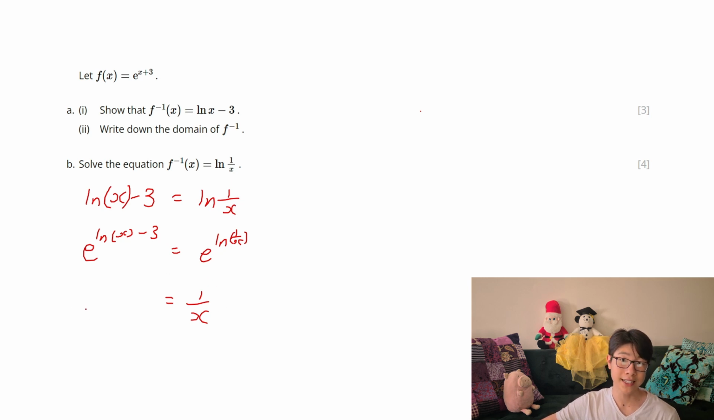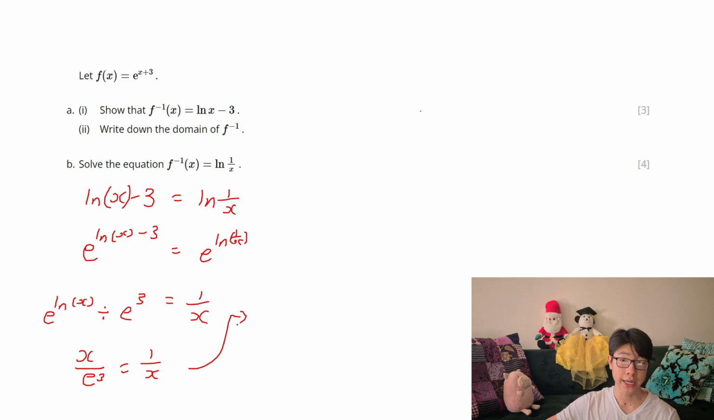On the left side, we use indices laws, and we recognize when there is a minus sign in the indices, we can separate that out into a division of two numbers with the same base. So in this case, it would just be equal to e to the power of ln x divided by e to the power of 3. And there's no minus sign here because divide just means negative in terms of indices laws. So e and ln cancel out here, so it would just be x divided by e to the power of 3 equals 1 on x.